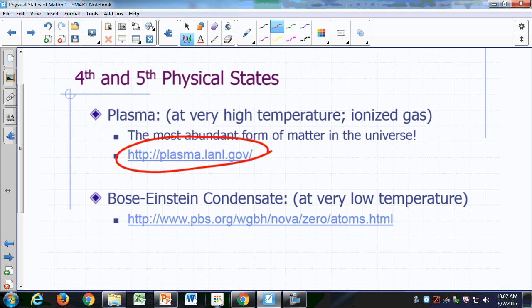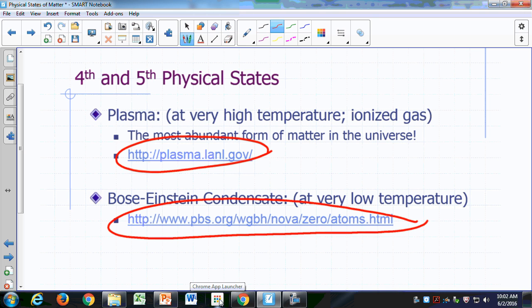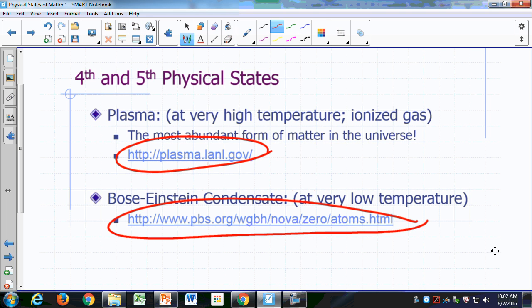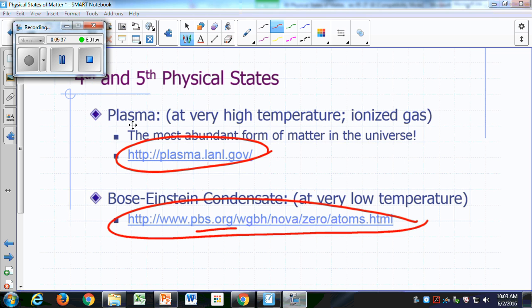And then the Bose-Einstein condensate, that is what happens at a very low temperature, and you get some weird behavior there due to what's known as quantum uncertainties. You can read more about that. Just do a search for Bose-Einstein condensate on pbs.org, and you'll learn more about that.